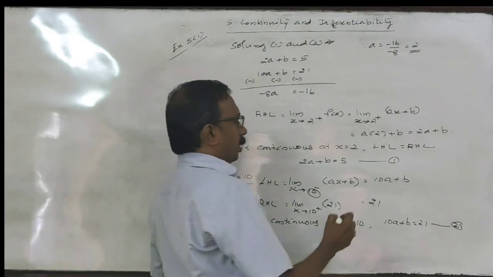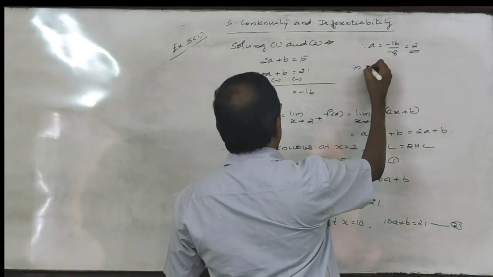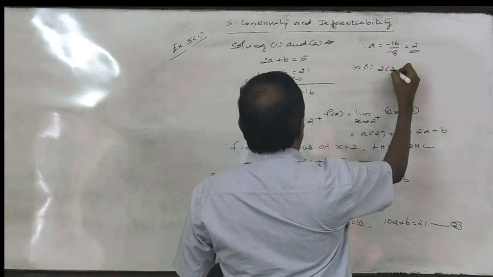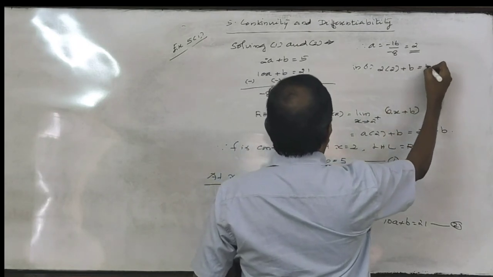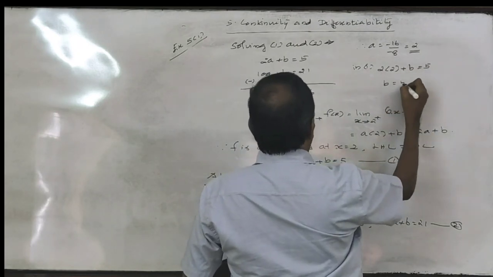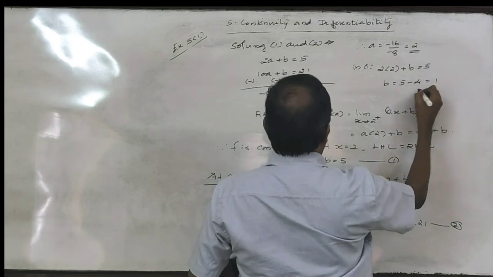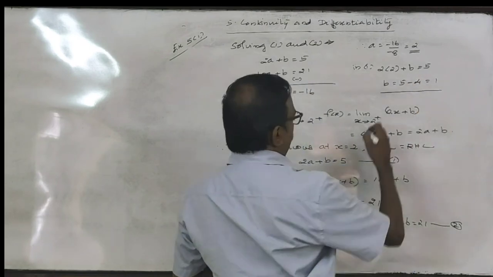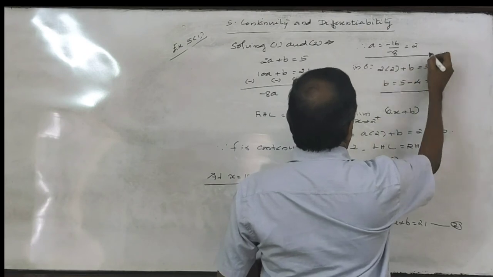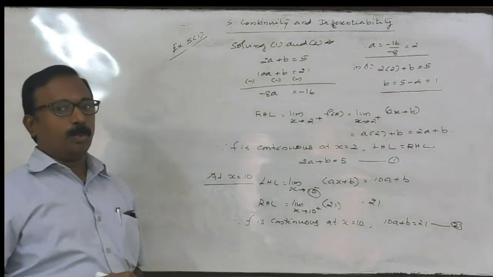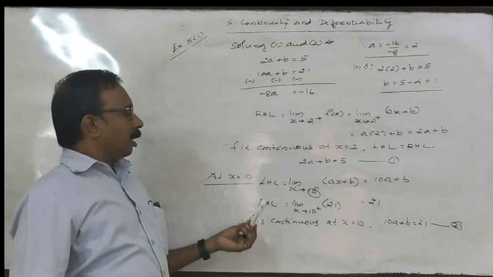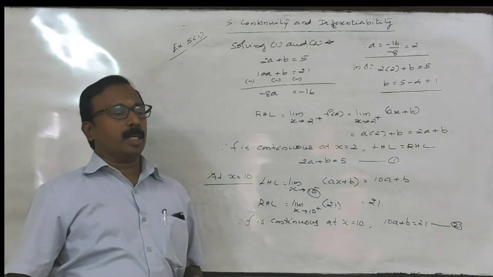Now for the first equation: 2 into a is 2 times minus 2, so minus 4, plus b is equal to 5. b is equal to 5 plus 4, which is 9. Therefore, a is equal to minus 2 and b is equal to 9. That makes the function continuous at the value.